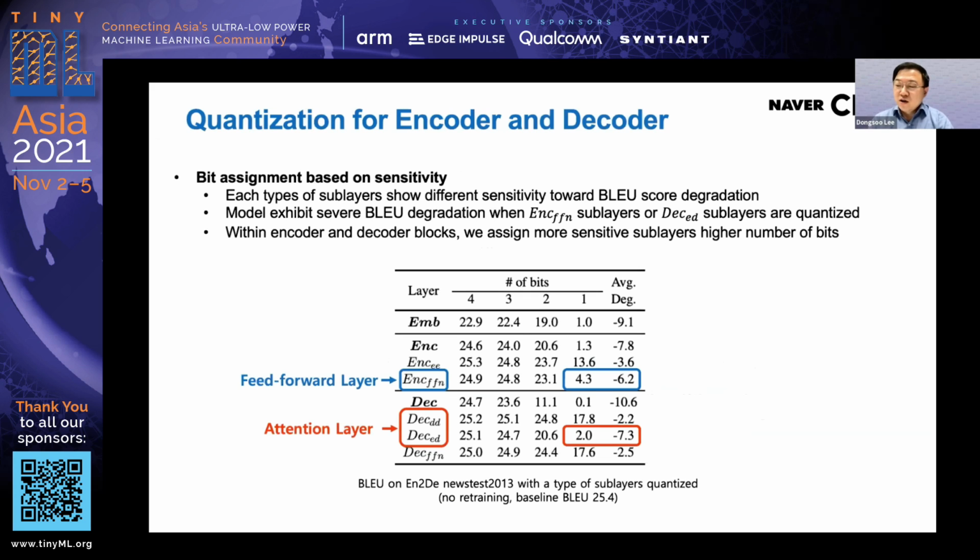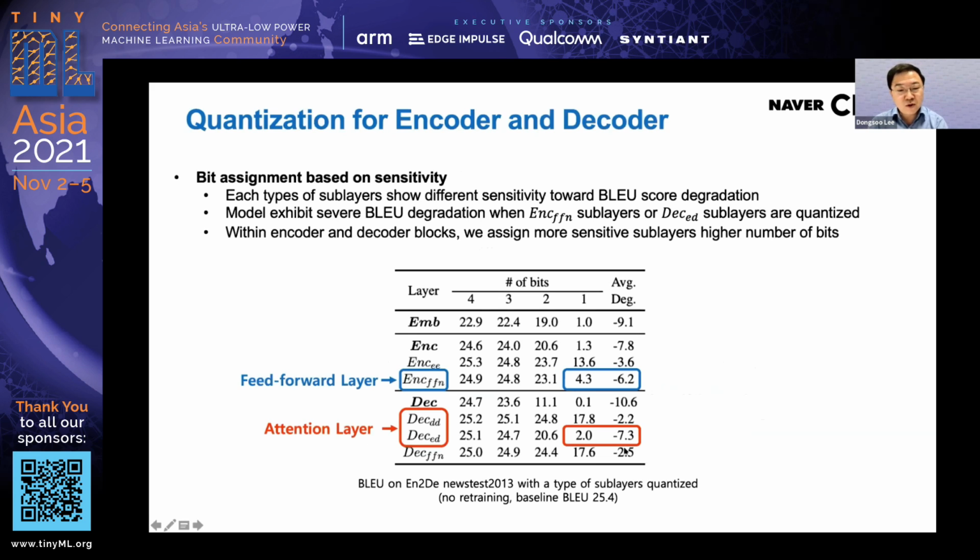So for encoder and decoder, we investigated the sensitivity of sublayers with respect to the number of quantization bits. We monitor relative sensitivity of sublayers by measuring BLEU score after quantization without retraining. Then we assign relatively different quantization bits based on such sensitivity information.